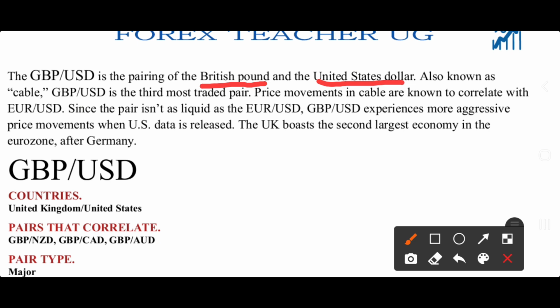So let's talk about the GBP/USD, which is the pairing of the British pound and the United States dollar, also known as cable. GBP/USD is the third most traded pair. Price movements in cable are known to correlate with EUR/USD. Since the pair isn't as liquid as EUR/USD, GBP/USD experiences more aggressive price movements when USD data is released. Most of the time during news releases, it experiences a lot of spikes, and it also moves many pips in a very short period of time. So you need to take care when you're trading it.